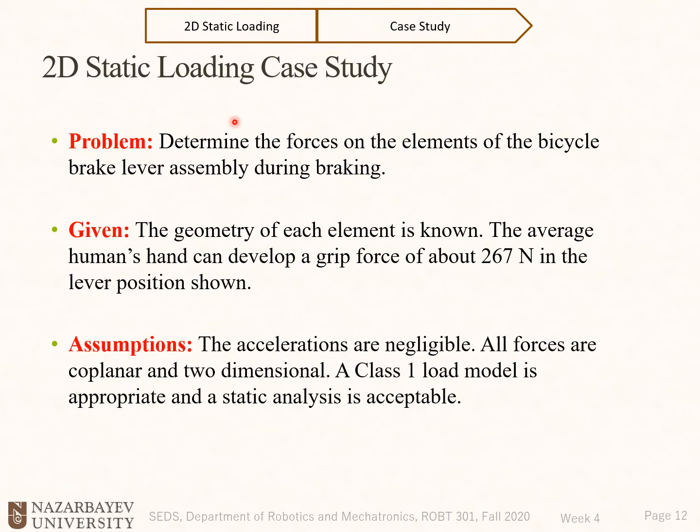So we have a bicycle brake and we want to see what's happening on parts of the assembly. What are the givens? The geometry of each element is known. The average human's hand can develop a grip force of about 267 newton in the lever position shown. Okay, so we'll see the picture next slide. So now we have the average force applied by the human hand, an assumption. The accelerations are negligible. All the forces are coplanar and two-dimensional. A class one load model is appropriate, and the static analysis is acceptable.